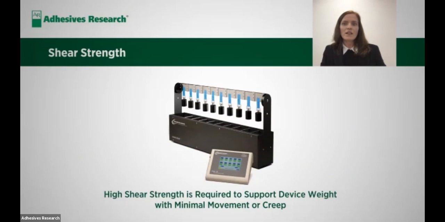The shear strength of adhesive then is the maximum shear stress in the adhesive prior to failure under torsional load. High shear strength is required to support device weight with minimal movement or creep. The shear strength of the adhesive can be evaluated by applying a load of a defined weight, often 500 grams, to an adhesive tape which is bonded to a panel. The time it takes for the bond to fail is an indication of your shear strength.